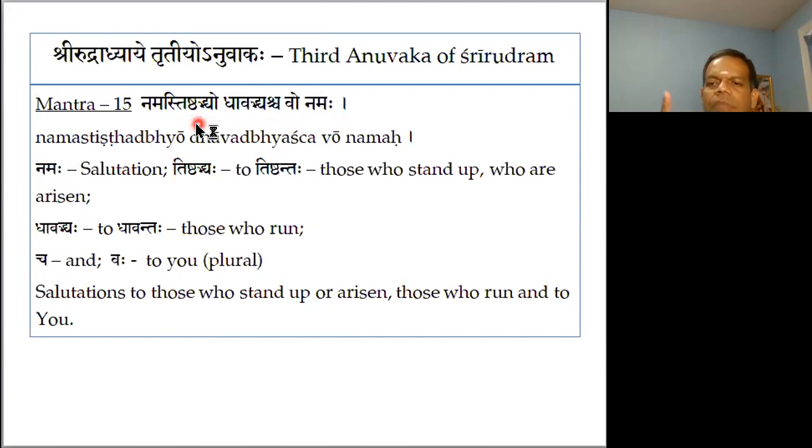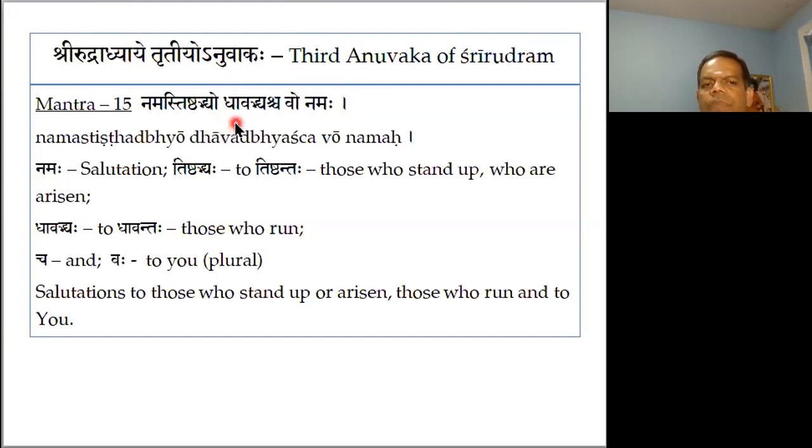So the tha also comes from the same position. Tishtatyo. The tha is the second letter in the tha varga, so it has to be aspirated, said with a certain force of air. Tishtatyo. Again, there are three letters here, and that bh is the fourth letter in the pa varga, so it has to be aspirated too. Tishthadbhyo. Tishthadbhyo. That's something which you can practice.